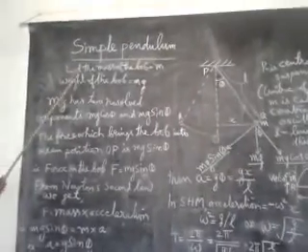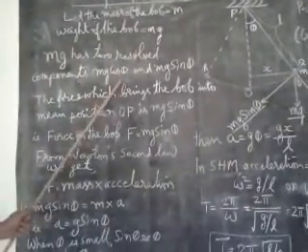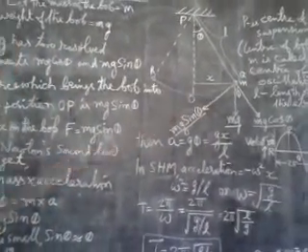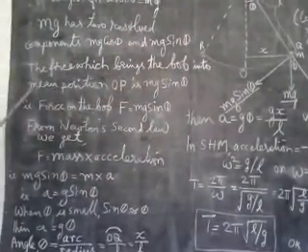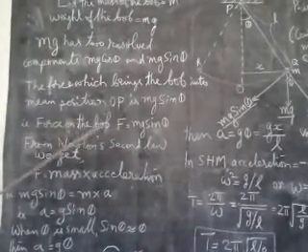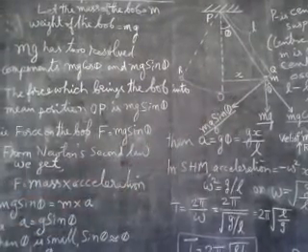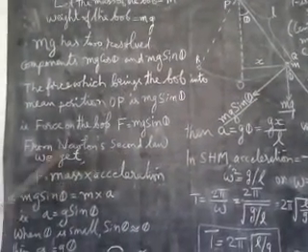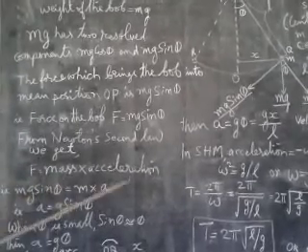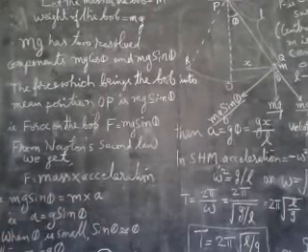So look here. Let the mass of the bob be m, and the weight of the bob mg. mg has two resolved components, mg sin theta and mg cos theta. The force which brings the bob to the mean position OP is mg sin theta. Force acting on the bob, F equals mg sin theta. From Newton's second law, force equals mass into acceleration. So we have mg sin theta equals m into a, where a is the acceleration. Cancelling m from both sides, you get acceleration a equals g sin theta.